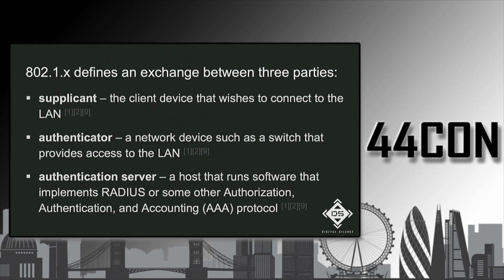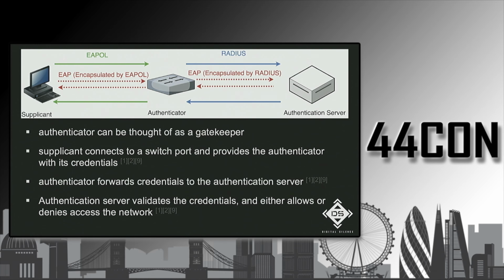It defines an exchange between three parties. The supplicant, which is the client device that you're connecting to the network. The authenticator, which is a network device such as a switch that's providing access to the network. And you also have the authentication server, which is a host that's running AAA software such as RADIUS that is going to make authentication decisions, you know, what can and cannot access the network. And that's usually sitting deeper inside the network, but communicates with the authenticator.